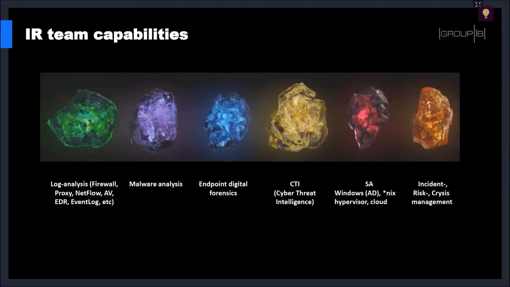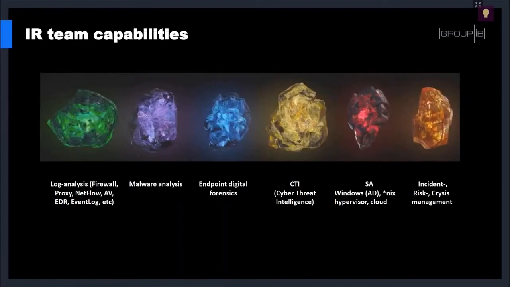So this is one of the main capabilities. One of the most important is log analysis. So we should be able to analyze firewall, proxy server, NetFlow, antivirus logs, EDR logs, Windows event logs, and other system logs, etc. Then we should have malware analysis capabilities. For example, we find something in PowerShell Base64 encoded, or we find some executable files and we need to analyze what's there, and we count the hash and we can find anything regarding this hash in the public CTI databases.